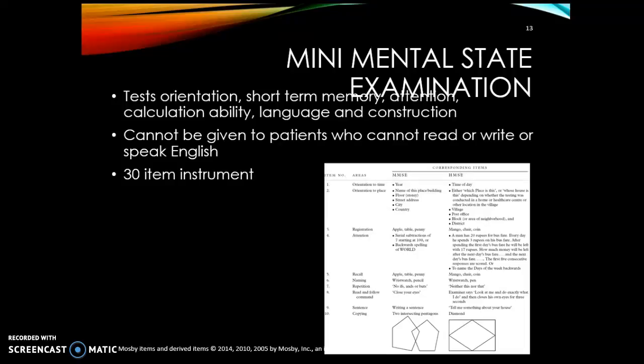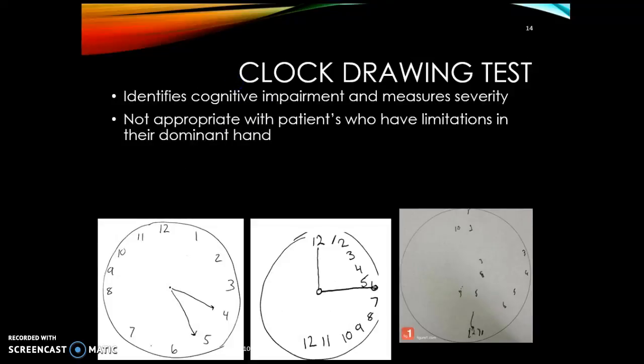The repetition, the closing their eyes, the drawing, all kinds of stuff. But this is not the one that's most recommended anymore, so we're going to keep moving. There's also the clock drawing test. This identifies cognitive impairment and measures the severity. Not appropriate with patients who have limitations in their dominant hands. So they'll also do this with staging dementia and Alzheimer's patients.